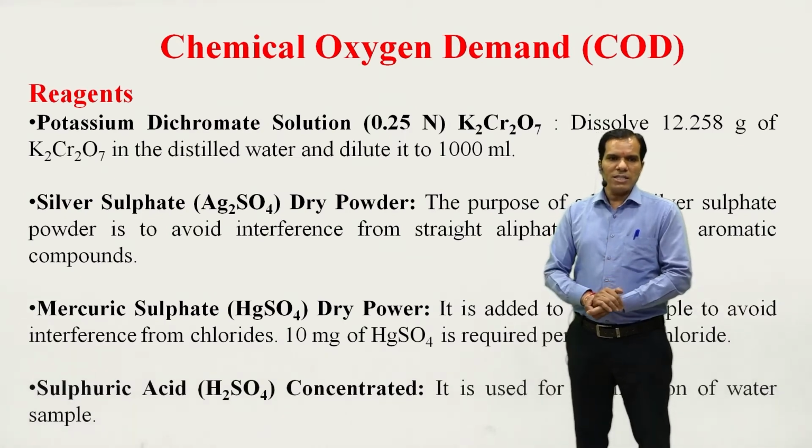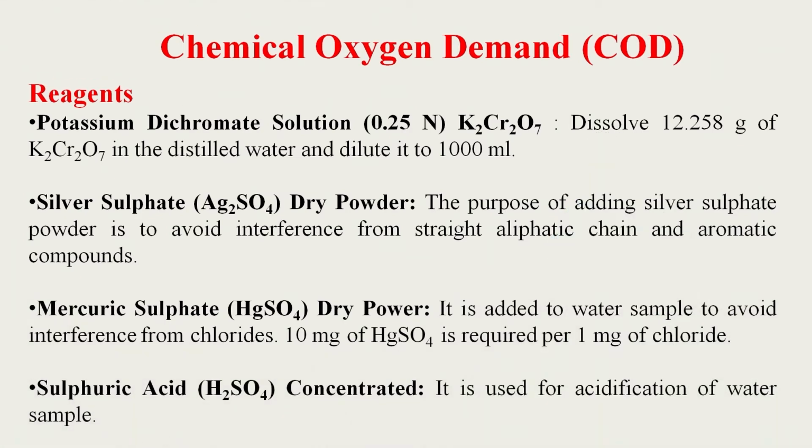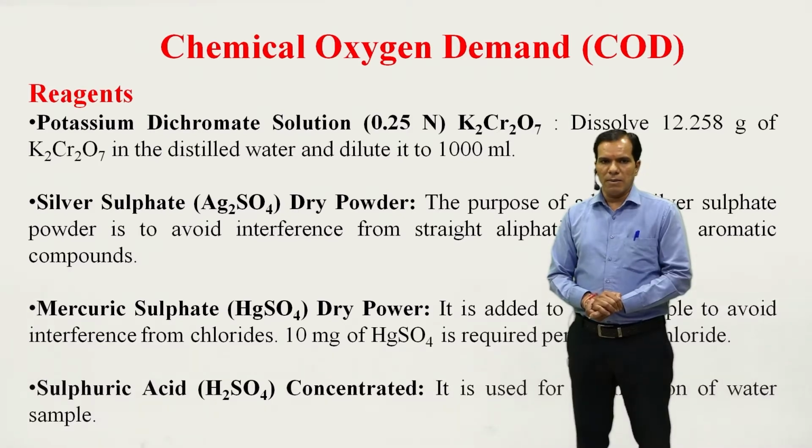Now, the next reagent is mercuric sulfate, dry powder. We will use it as a powder. It is added to the water sample to avoid interference from chloride. 10 milligram of mercuric sulfate is required per 1 milligram of chloride. The next reagent is sulfuric acid. Concentrated sulfuric acid we will use. It is used for acidification of the water sample.